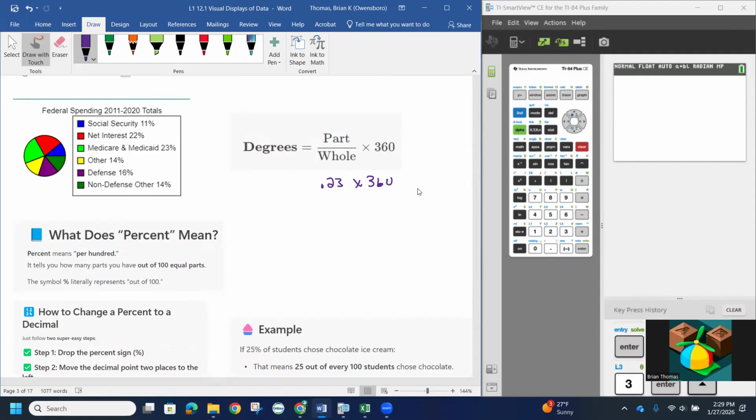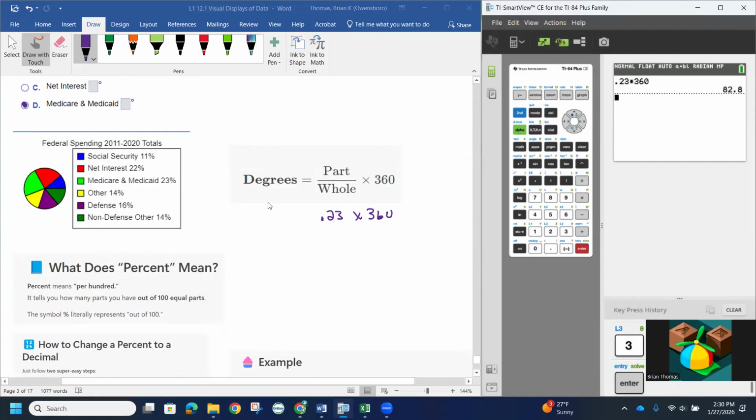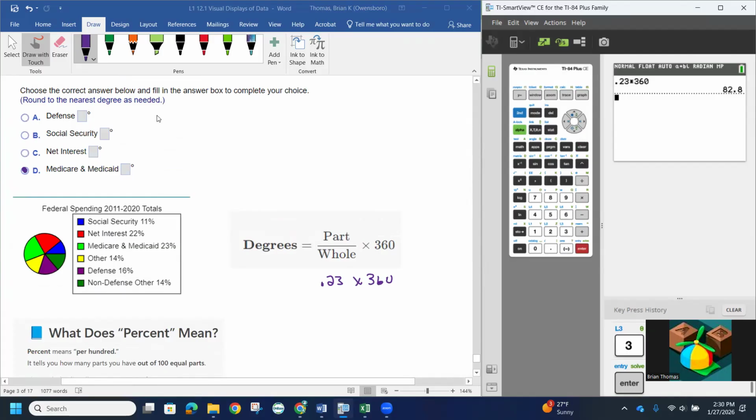Once I have that, all I got to do now is just multiply 0.23 times 360, and that'll give us the angle for that sector. So 0.23 times 360 gives me this 82.8. And they do want us to round to the nearest degree. Would that be 82 or 83? They want us to round to the ones place. So that 8 would say round on up to 83. I'm just going to put it out to the side here, 83 would be in that box.